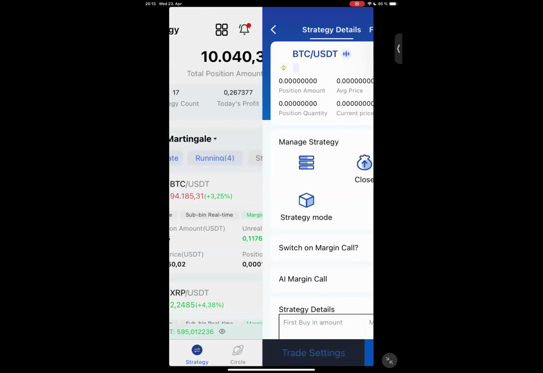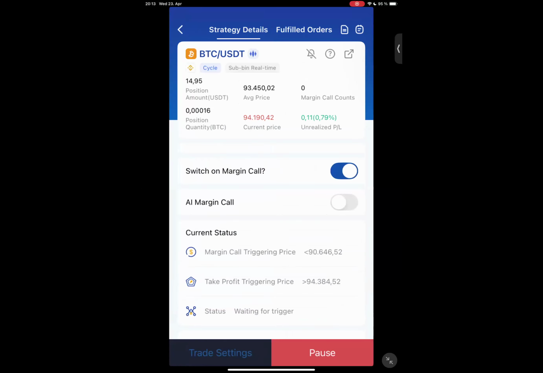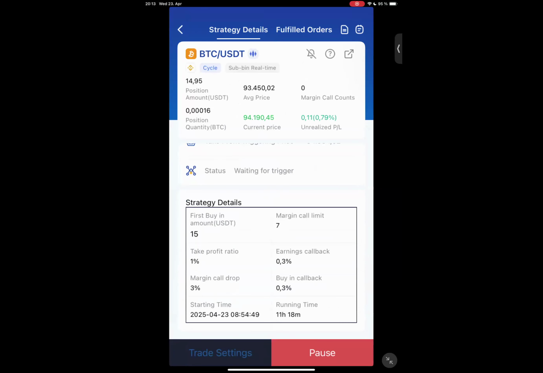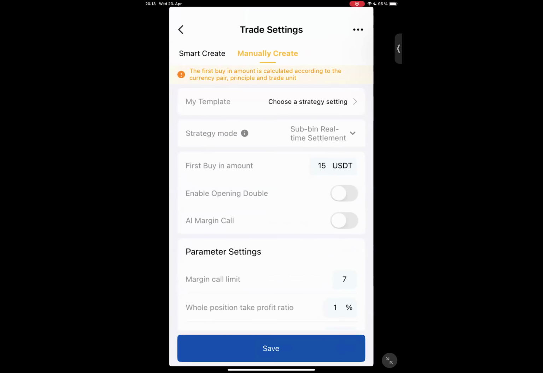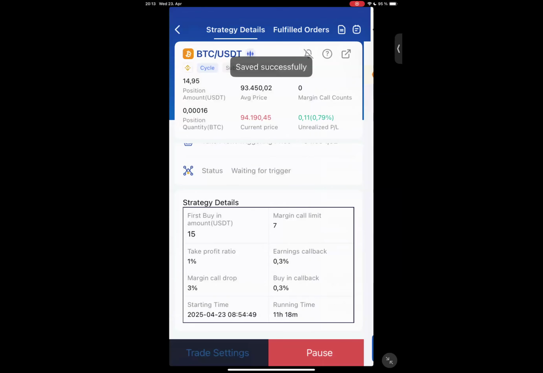My BTC was on MACD. Okay, let me see. Yeah, so it'll buy when it has to.